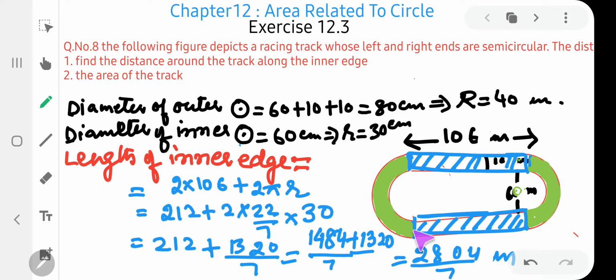So the area of the track will be equal to the area of the ring and two rectangles. I hope all of you understand what a ring is. Ring is this area, the area enclosed between two circles. Half of this is attached this side and half of this is attached this side. That makes the area of the complete ring. And one rectangle here, the other rectangle here. The length of the rectangle is 106 and width is 10 meter.